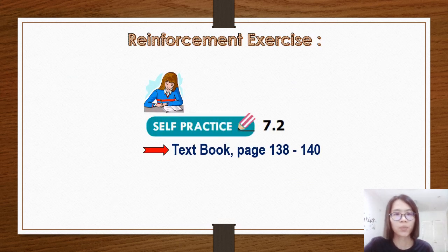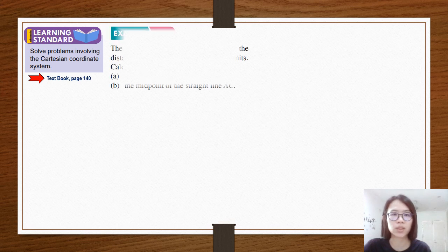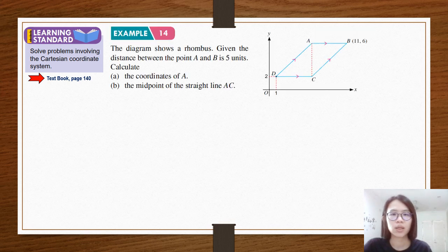For further practice, students, you may do the questions in self-practice 7.2 on page 138 to 140 in your textbook. Now we proceed to Learning Standard 7.3.1, Solve problems involving the Cartesian coordinate system. Students, you may refer to your textbook on page 140. Now we look at example 14.